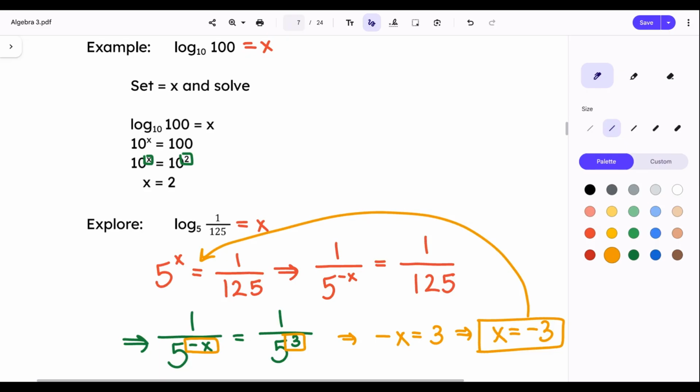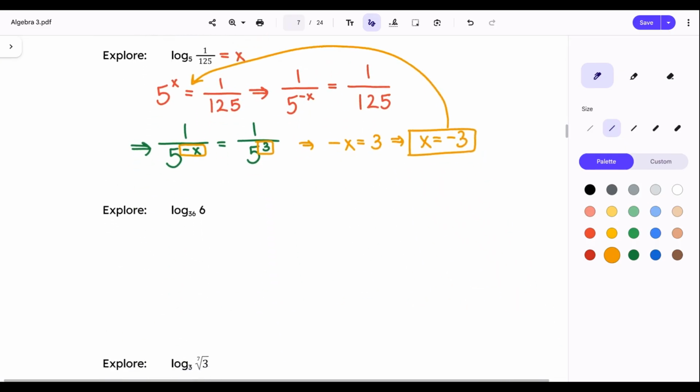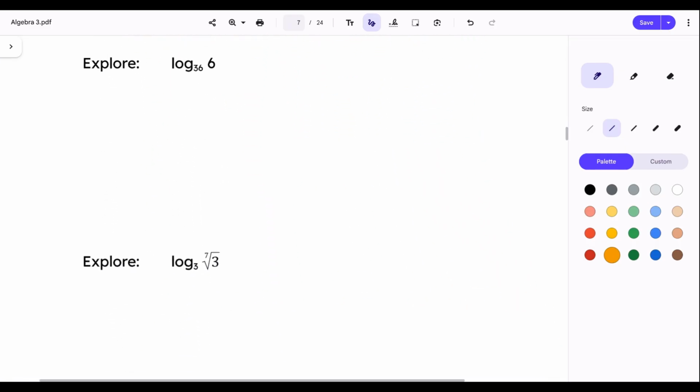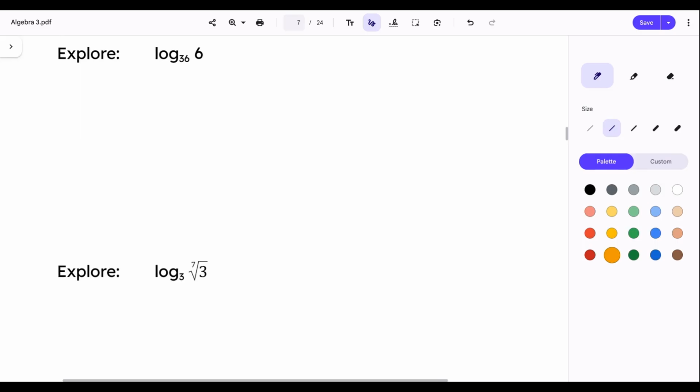Okay, why don't you guys take a couple minutes here and see what you can do with the next two. You should hopefully be able to do this next one. It might be that third one, it's a little different than what we've seen before, but just give it a try. See what you can do with it.